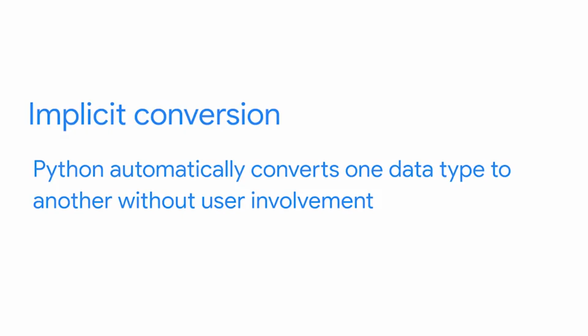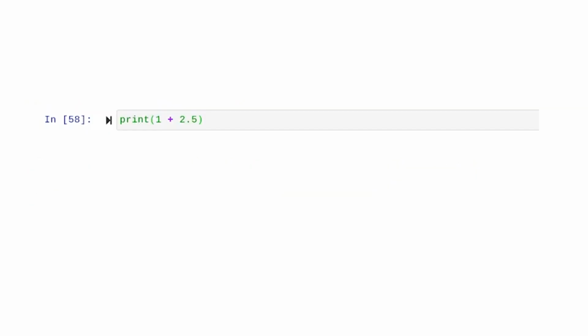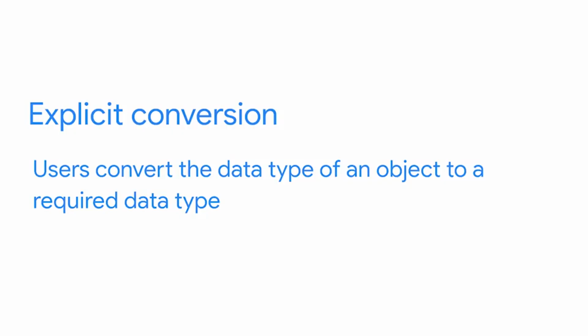First is implicit conversion. Implicit conversion automatically converts one data type to another without user involvement. Here's an example. In arithmetic operations involving both integers and floats, the interpreter works in the background and converts integers to floats. You don't have to specify anything in your code to do this. However, if you want to convert numerical values to strings, you will need to do an explicit conversion.